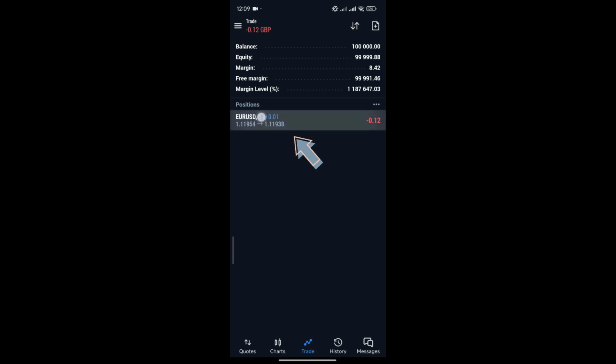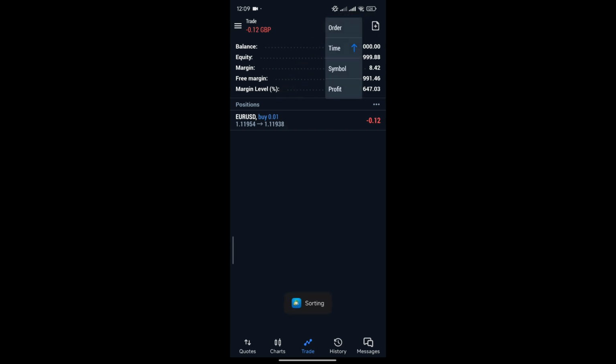Now right on the positions you can see this icon right here. So this means your profit or loss. Since I'm going on negative, mine is on loss right now. But if you have bought multiple currencies, just simply select this arrow icon right here and then sort it out by profit. That will easily sort the most profit to the least profit easily.